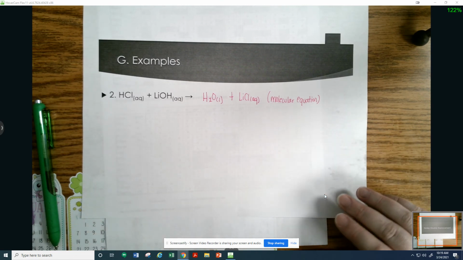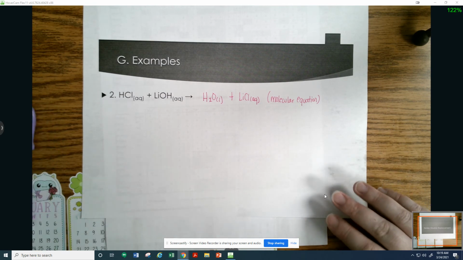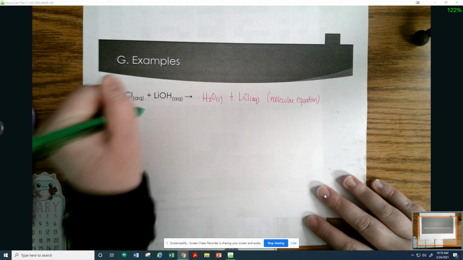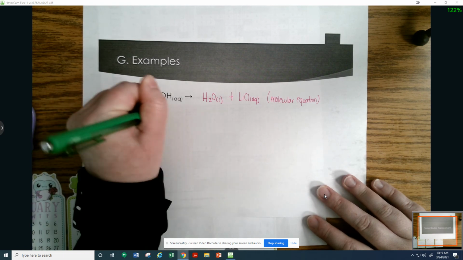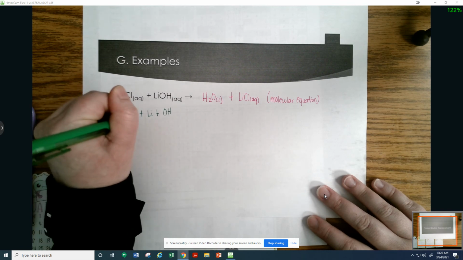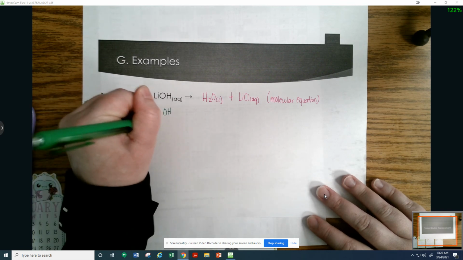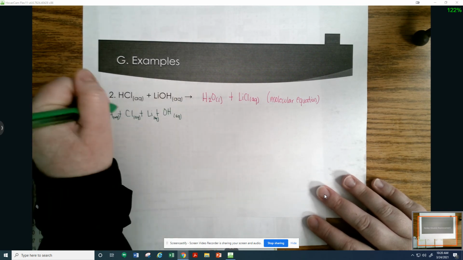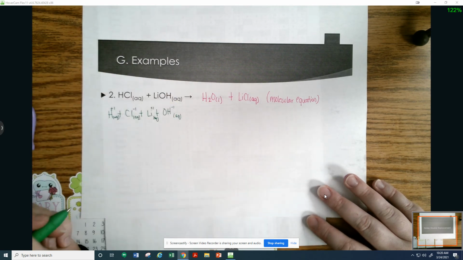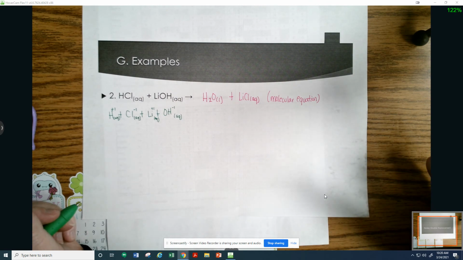And so we can start working through our steps, breaking apart everything into our total ionic. We have hydrogen, chlorine, lithium, hydroxide. All of the reactants are aqueous. Hydrogen's a +1, -1, +1, -1. Again, we had all that information already from up above.